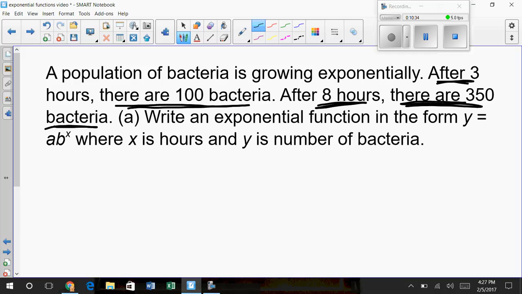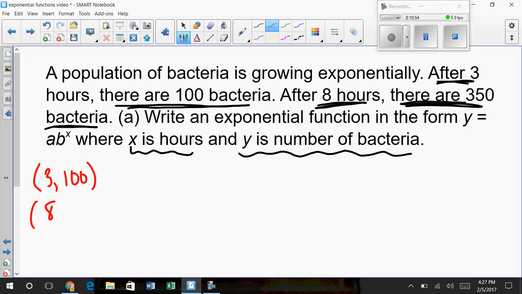So the first thing they want you to do is write an exponential function. They tell you in the format y equals ab to the x. X is hours, that's important, and y is number of bacteria. So that means basically they gave us two ordered pairs. So if I pull the information out of this problem, I really know that 3 is paired with 100 and 8 is paired with 350.